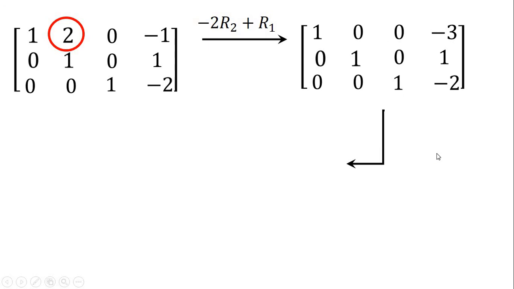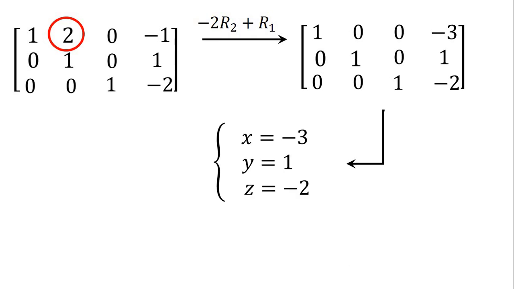Now, for the last step, we have to express this in systems of linear equations. So for the first equation, this column is x equal to negative 3. This column is for variable y, so I have y equal to 1. And lastly, this column is for variable z equal to negative 2. So we already have solved the equation. The solution is the point negative 3, 1, negative 2.